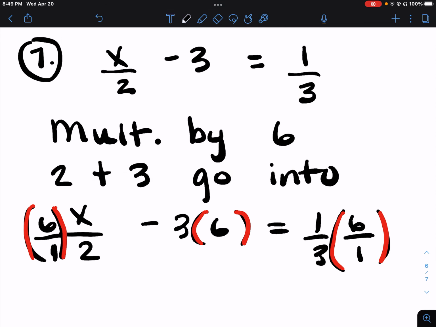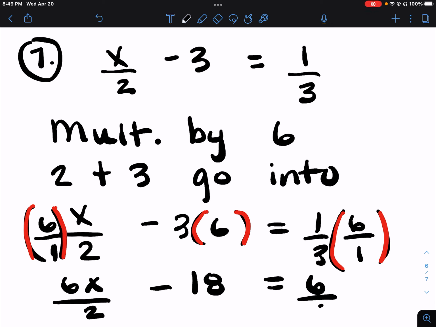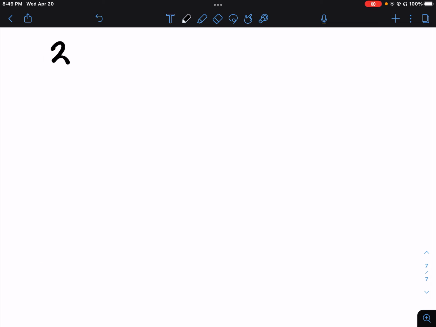We're going to multiply straight across 6x over 2. 3 times 6 is 18. And multiply straight across 1 times 6 and 3 times 1. Okay, now both of those fractions will be nice divisions now because we used 6 because 2 and 3 go into it. Okay, so 6x divided by 2 is going to be 3x.